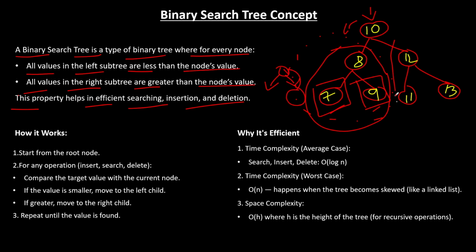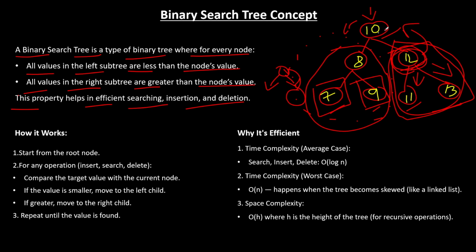All the values in the right subtree of this 10 are greater than 10. It is 12, 11, 13. Similarly, if you go to the next subtree, taking 12 as the root node, you could see 11 is smaller than 12, but 13 is greater than 12. Similarly, if you go up, you could see 10.